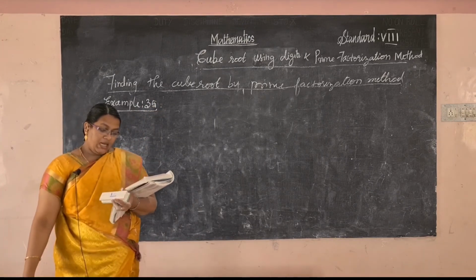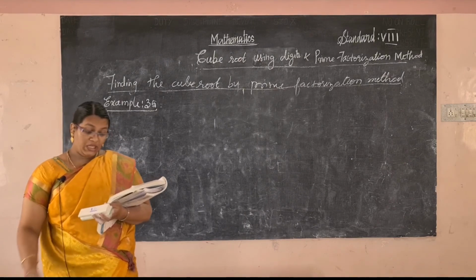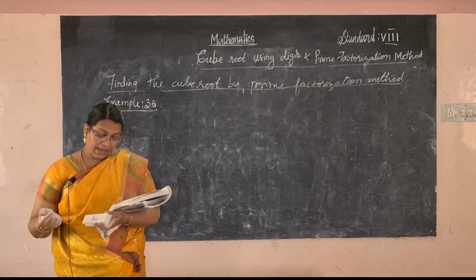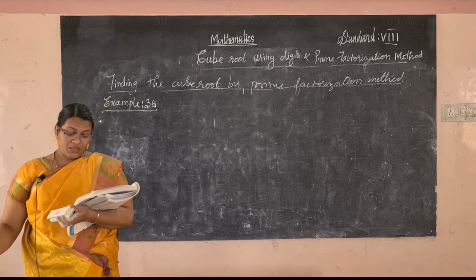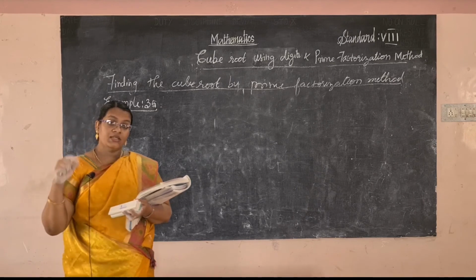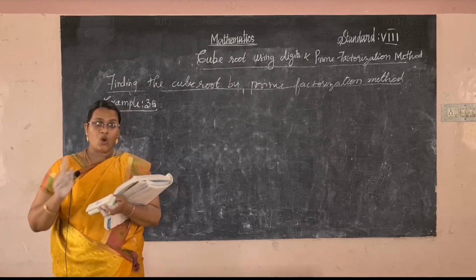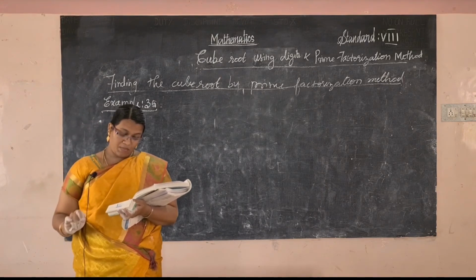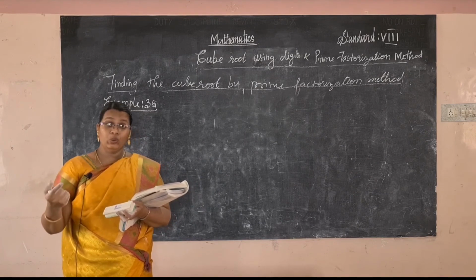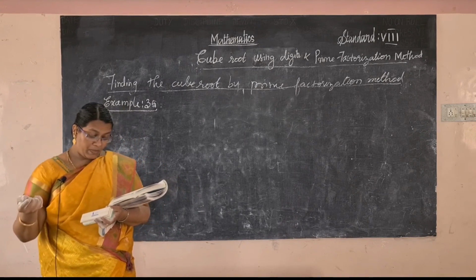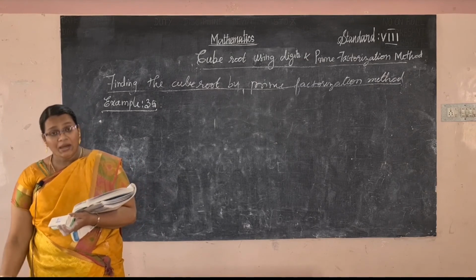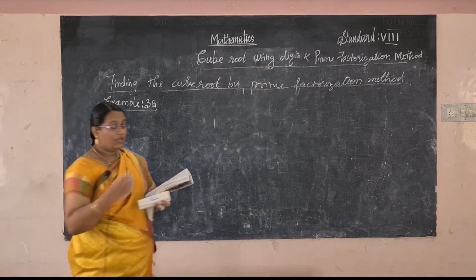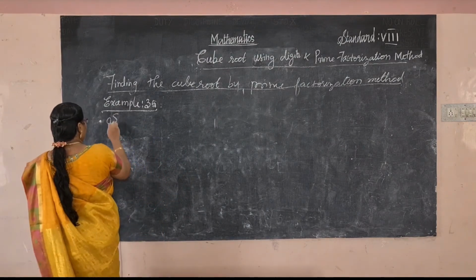Is 108 a perfect cube? If not, find the smallest number which when multiplied to 108 makes it a perfect cube. So the first question is whether 108 is a perfect cube. It's not. If not, find the smallest number which, when multiplied to 108, makes a perfect cube. So first you have to find the smallest number. Okay, so solution.